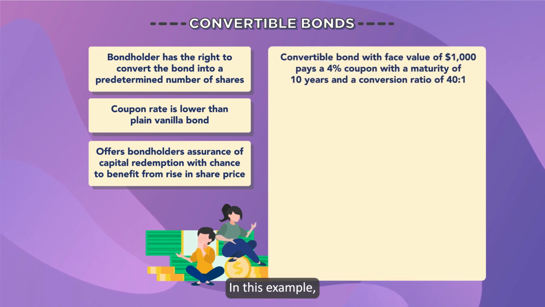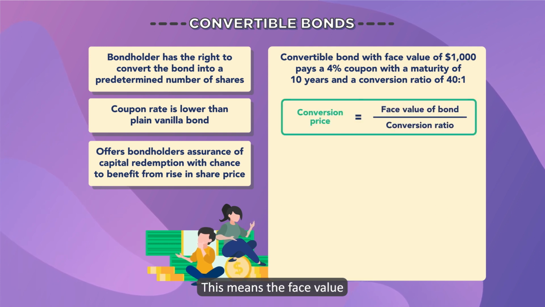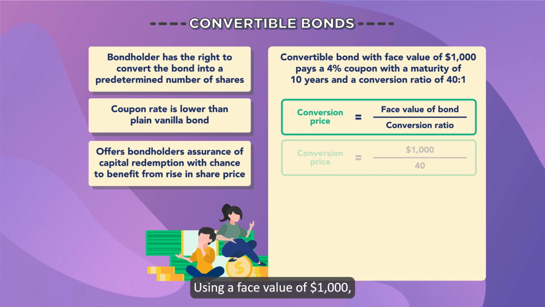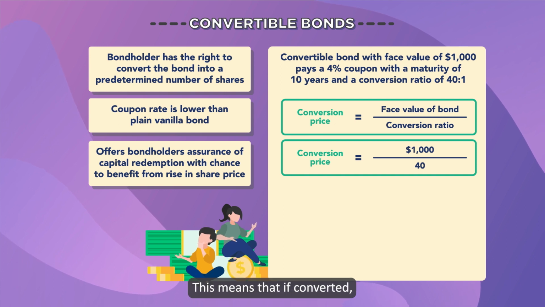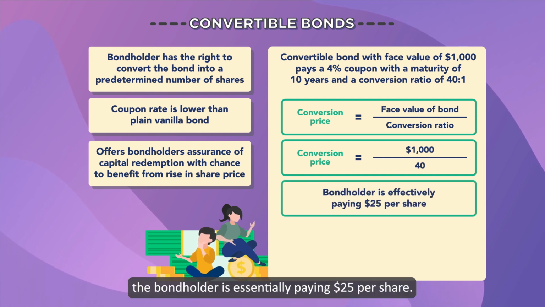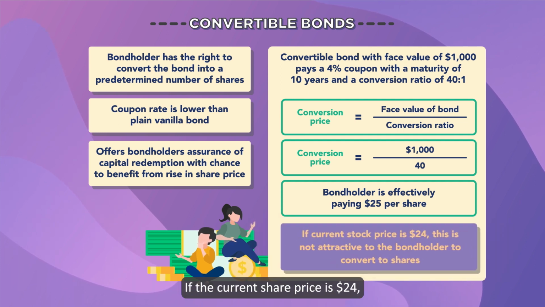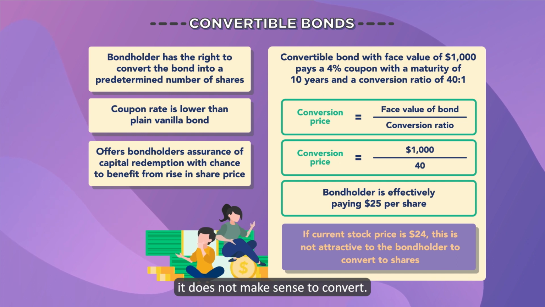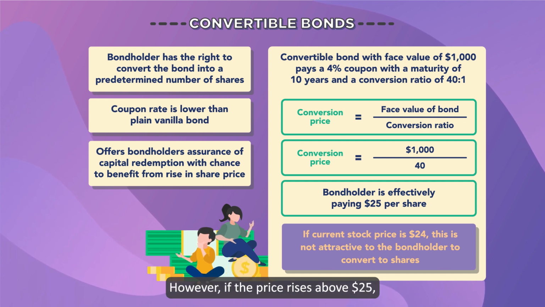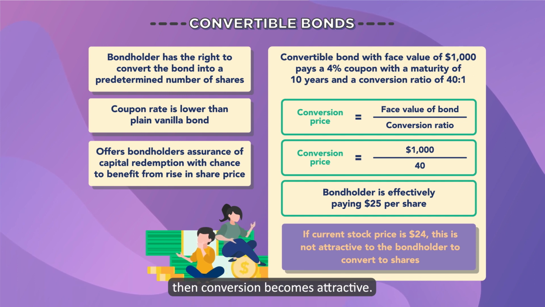In this example, the conversion ratio is 40:1. This means the face value can be converted to 40 shares. Using a face value of $1,000, this means that if converted, the bondholder is essentially paying $25 per share. If the current share price is $24, it does not make sense to convert. However, if the price rises above $25, then conversion becomes attractive.